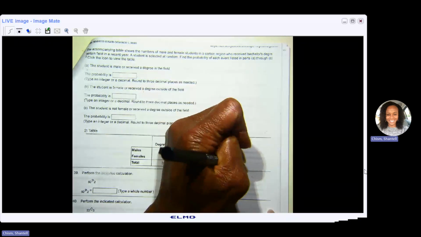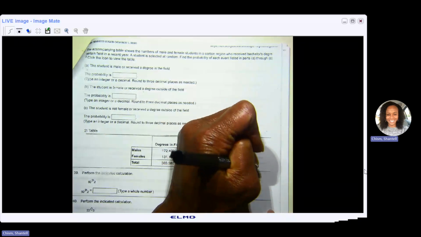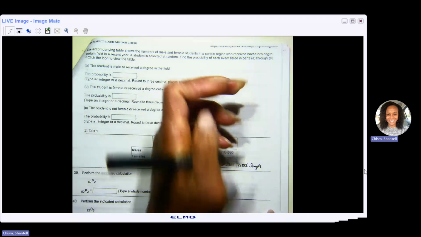Okay. So part A says the student that we're selecting at random is male or received a degree in field. So we're talking about male or received a degree in field. Let's take a quick look at this table. Right here in this bottom right-hand corner, that is your total sample space. Because remember, in probability, we consider our total sample space as our total population.